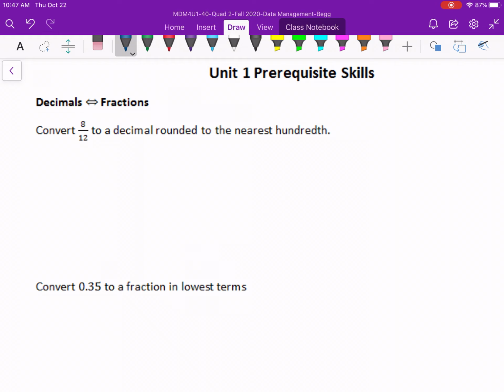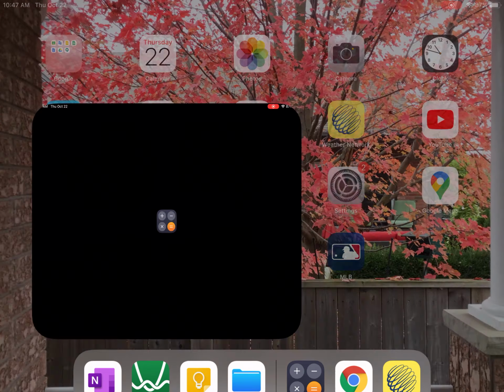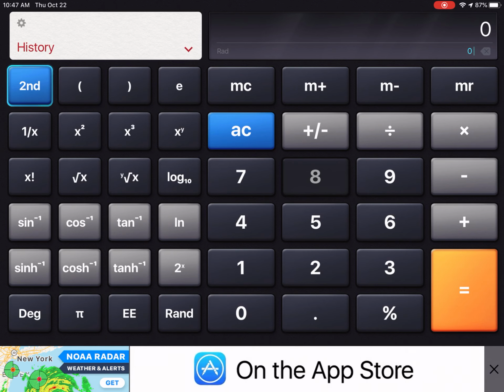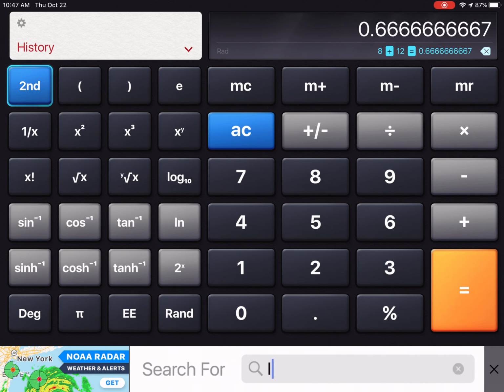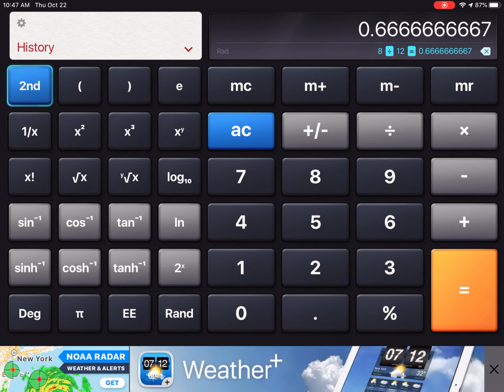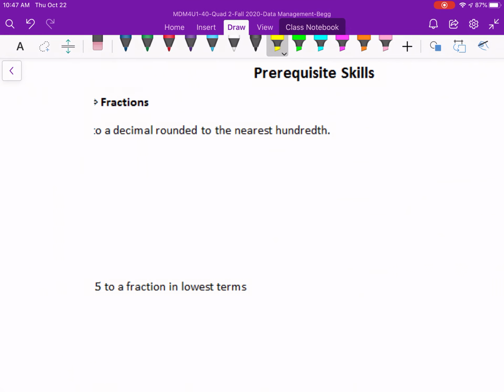So remember that for this first example, if we're going from a fraction to a decimal, such as 8 over 12, that's really just a division. So 8 over 12 can be thought of as 8 divided by 12. So we could put that in the calculator if we're not sure what that is. And I get decimal 6 repeating. That last 7 on the end is just my calculator rounding it because it can't go any more decimal places. So it's decimal 6 repeating infinitely.